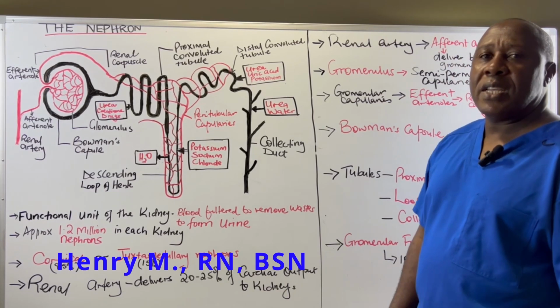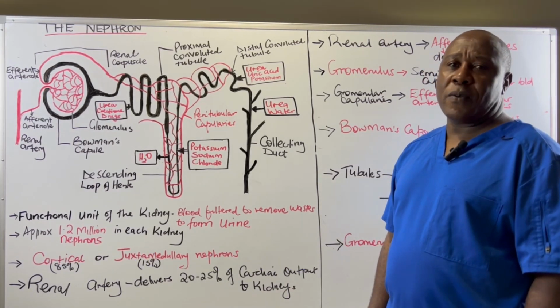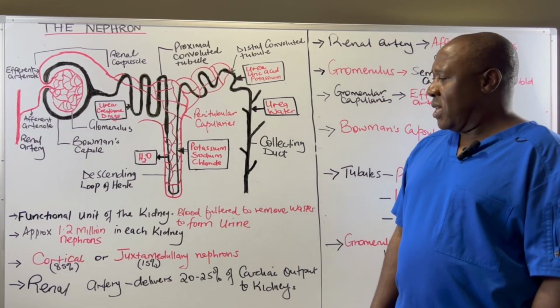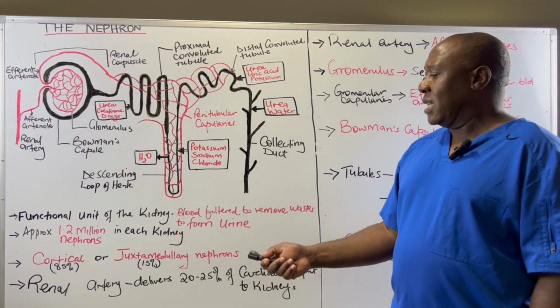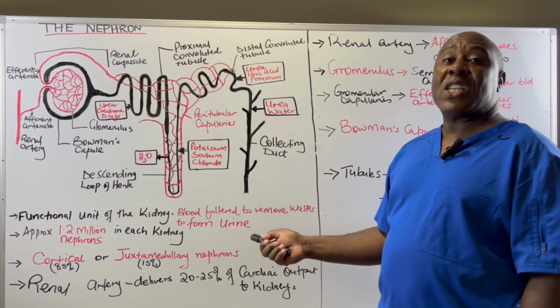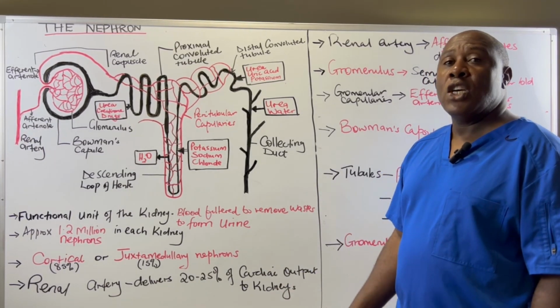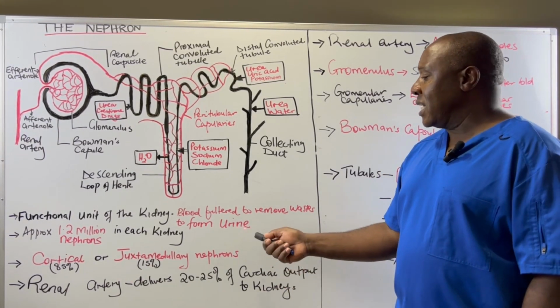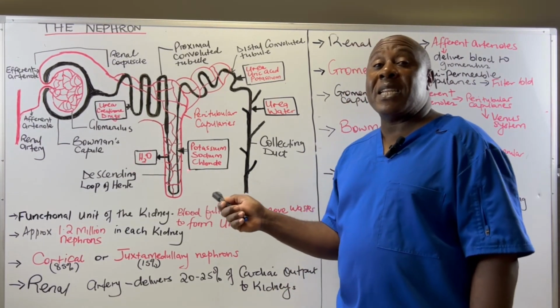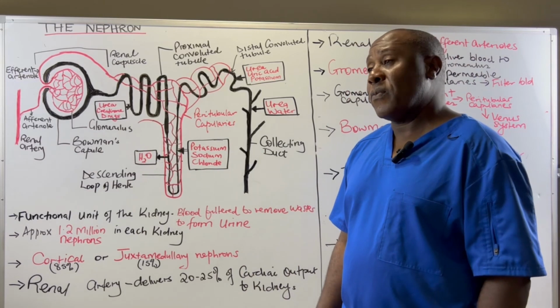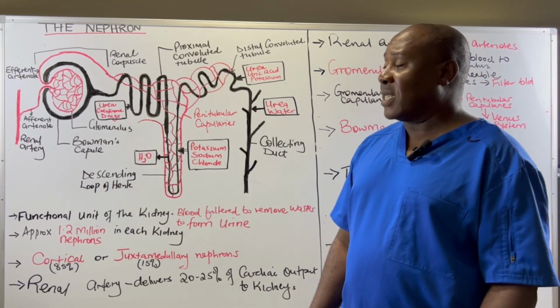In our video today, we are going to look at the nephron. Now, the nephron is the major functional unit of the kidney. It is that unit which actually filters out blood to remove waste and to result in urine formation. Each kidney has approximately 1.2 million nephrons in the left kidney and the right kidney.